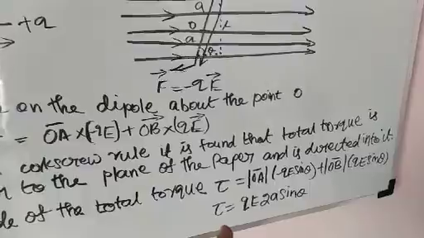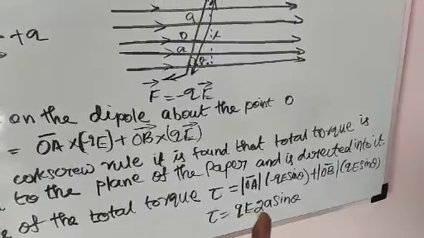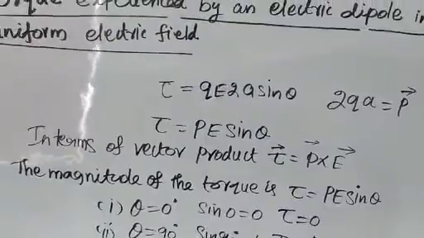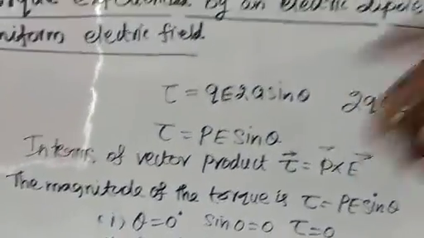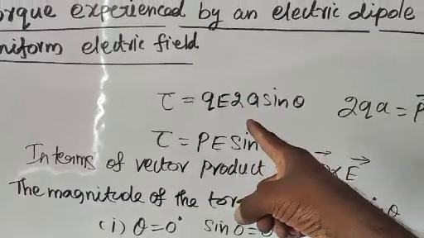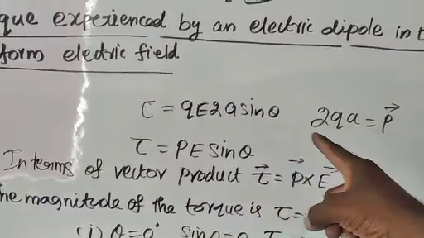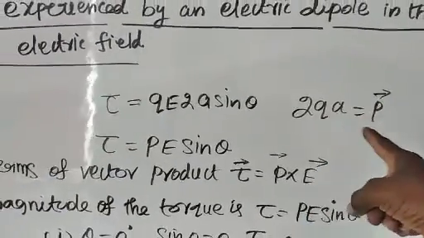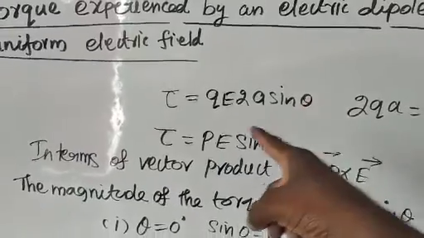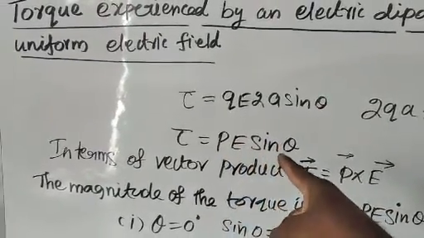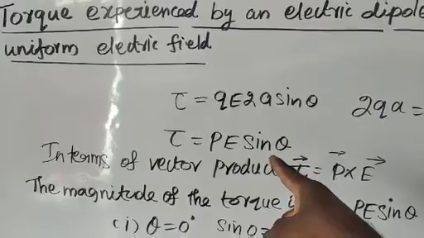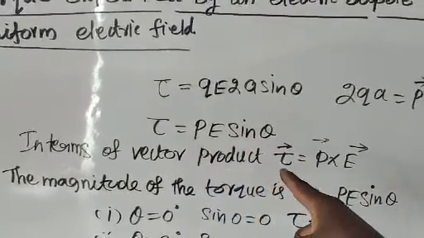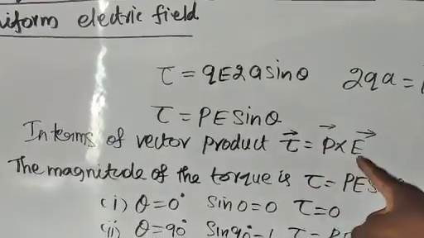So tau equal to qE 2a sin theta. So the magnitude of the torque tau is equal to qE 2a sin theta. Here 2qa equals the dipole moment p. Substitute this p value in this equation: tau equal to pE sin theta. This is the magnitude of the torque. Tau equal to pE sin theta. In vector form, tau vector is equal to p vector cross E vector.